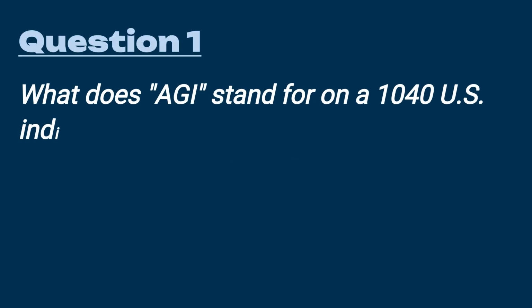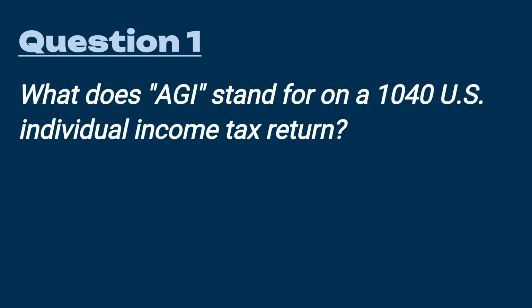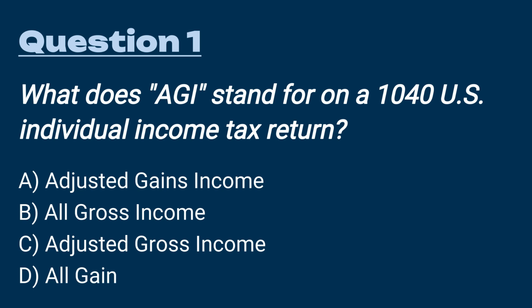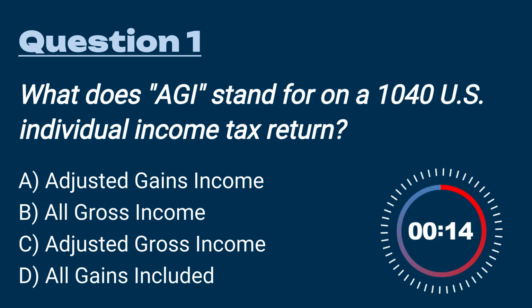Question number 1. What does AGI stand for on a 1040 U.S. individual income tax return? A, adjusted gains income. B, all gross income. C, adjusted gross income. D, all gains included.